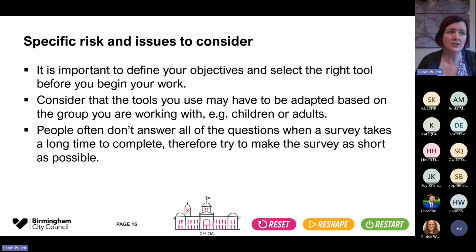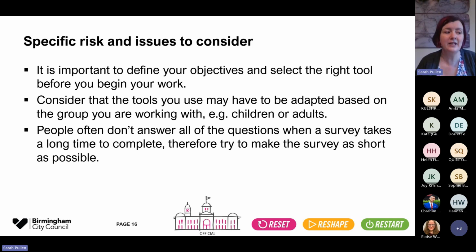It's very rare that you get a tool that can just be picked up off a shelf and delivered straight away. You have to think about how to adapt it to your intervention and the people who are using the service or intervention. Also, people often don't answer all the questions when a survey takes a long time to complete. So it's important to make sure that you make the questions count that you're using. If the survey's really long, they either won't complete it, or they'll miss sections, or they won't put as much effort into it.